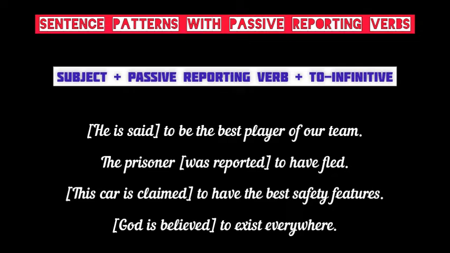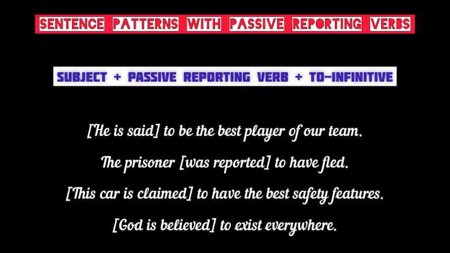In the next sentence, the prisoner was reported to have fled. The passive reporting verb was reported comes after the subject, the prisoner. But here we have a perfect infinitive, to have fled, after the passive reporting verb. But here the speaker is not taking the responsibility for this information. It may not even be true, because we do not know who reported this news.